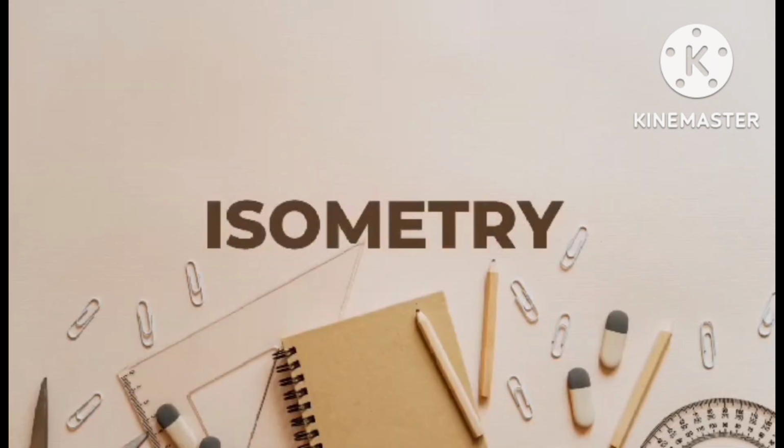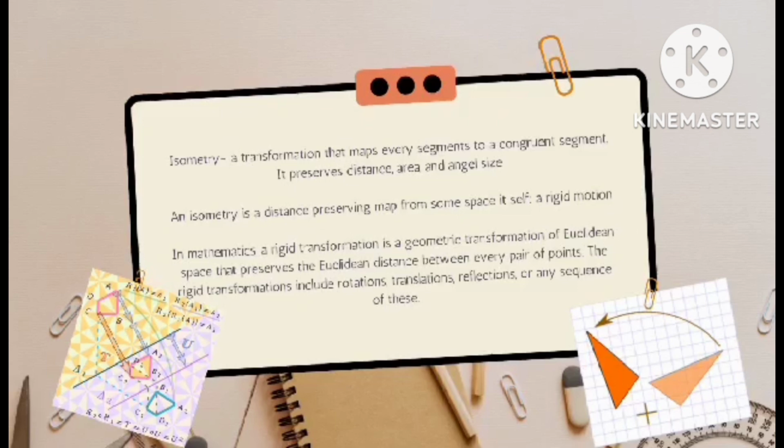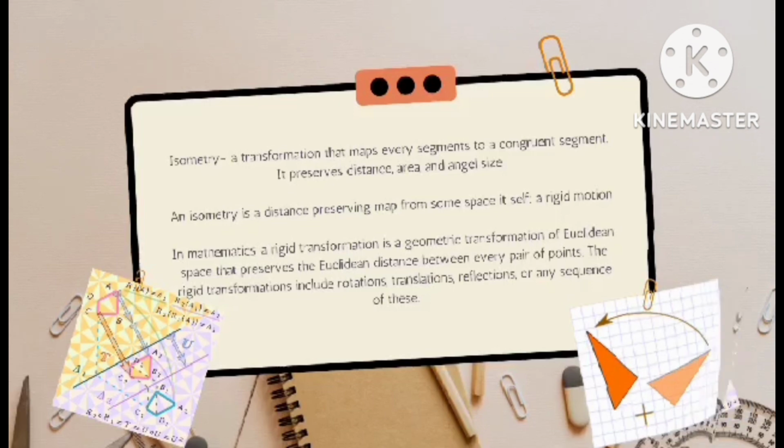What is isometry? Isometry is a transformation that maps every segment to a congruent segment. It preserves distance, area, and angle size. An isometry is a distance-preserving map from some space to itself, a rigid motion. In mathematics, a rigid transformation is a geometric transformation of Euclidean space that preserves the Euclidean distance between every pair of points. The rigid transformations include rotation, translation, reflection, or any sequence of these.